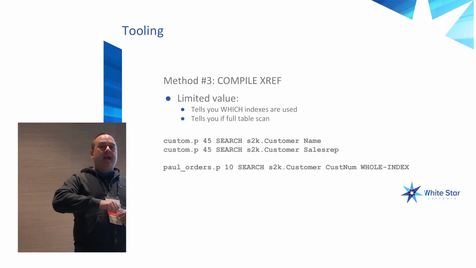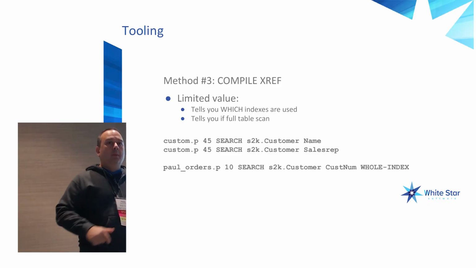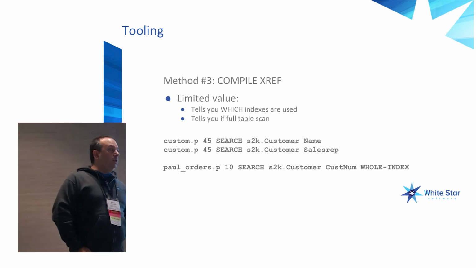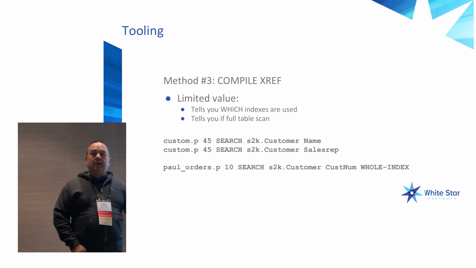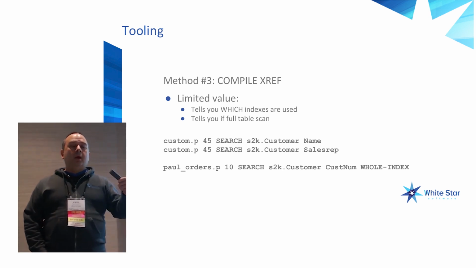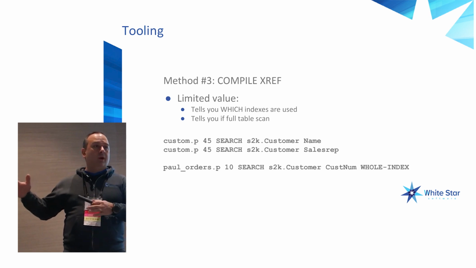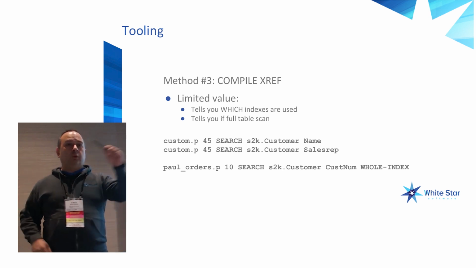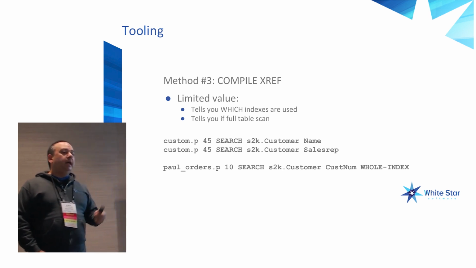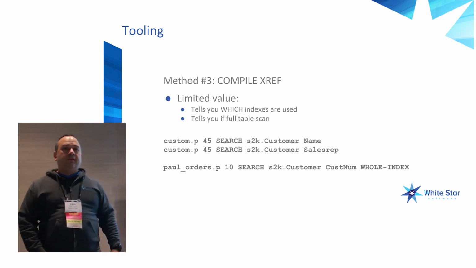So who uses compile XREF? A bunch of people. I like compile XREF for telling you which indexes are being referenced in the code. So if you're building your own kind of cross-reference database that says, if I modify this index, which code will be affected. But in terms of performance, I don't rely on compile XREF at all, right?